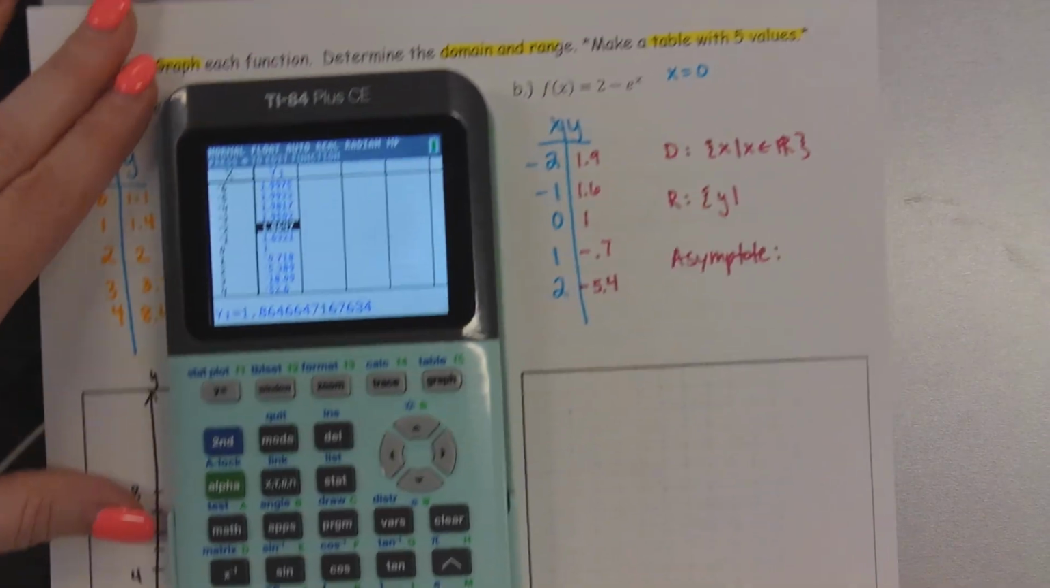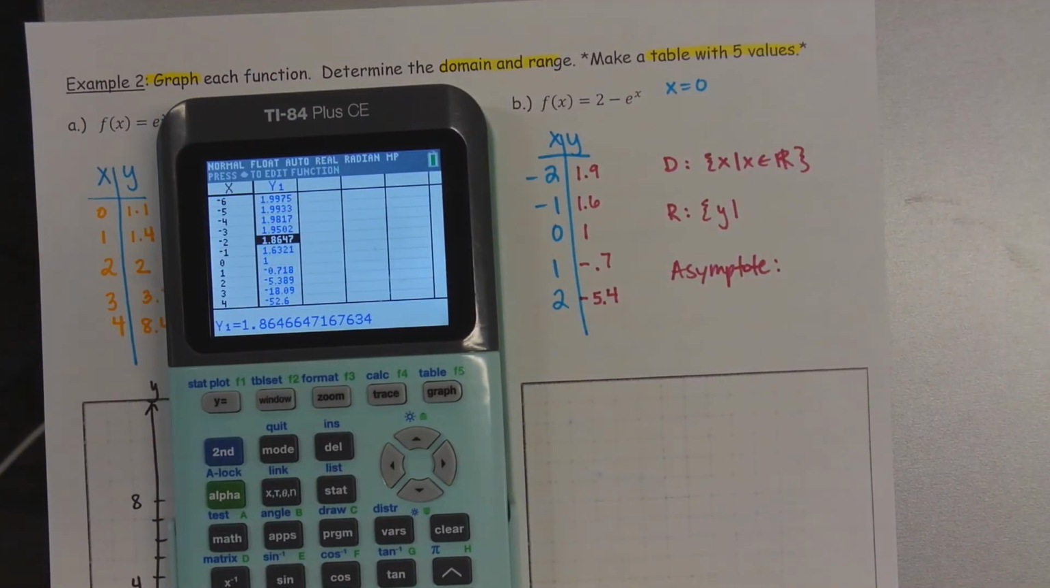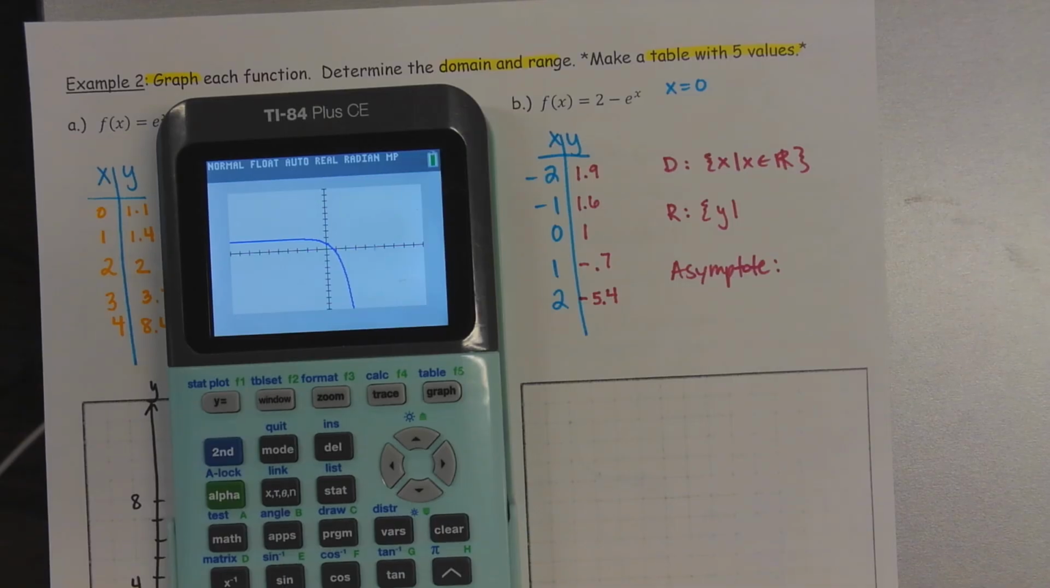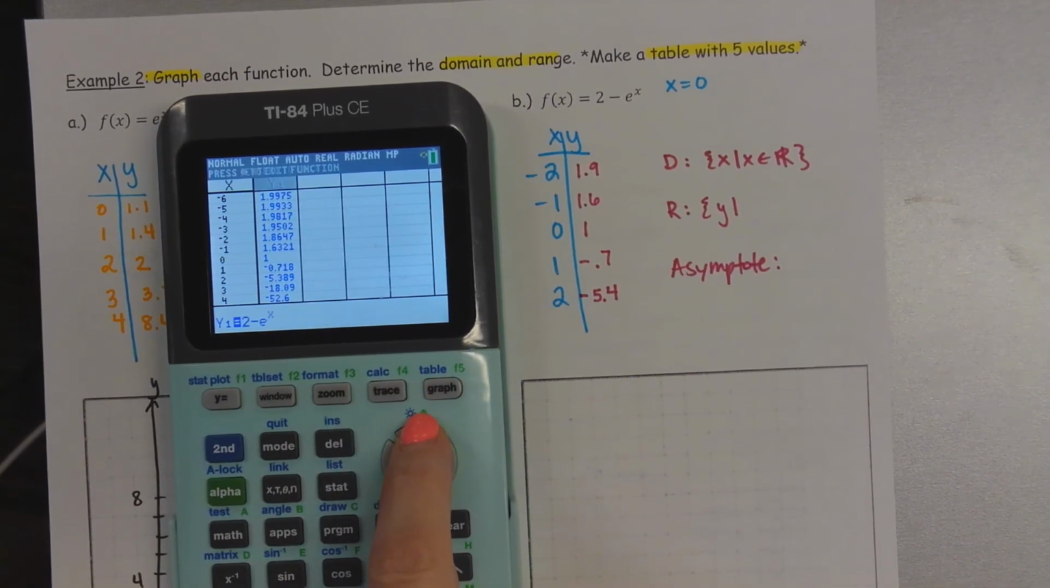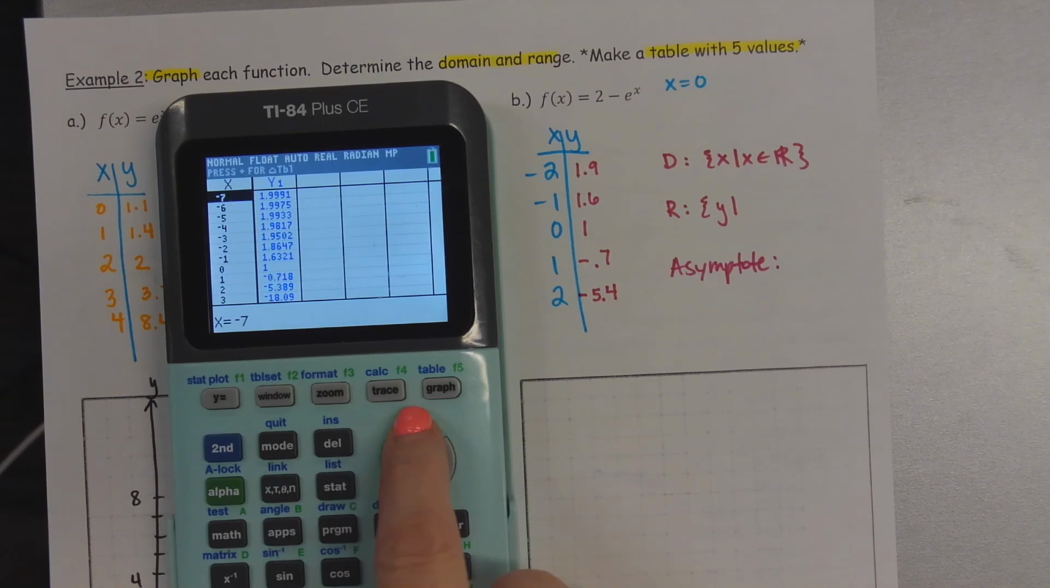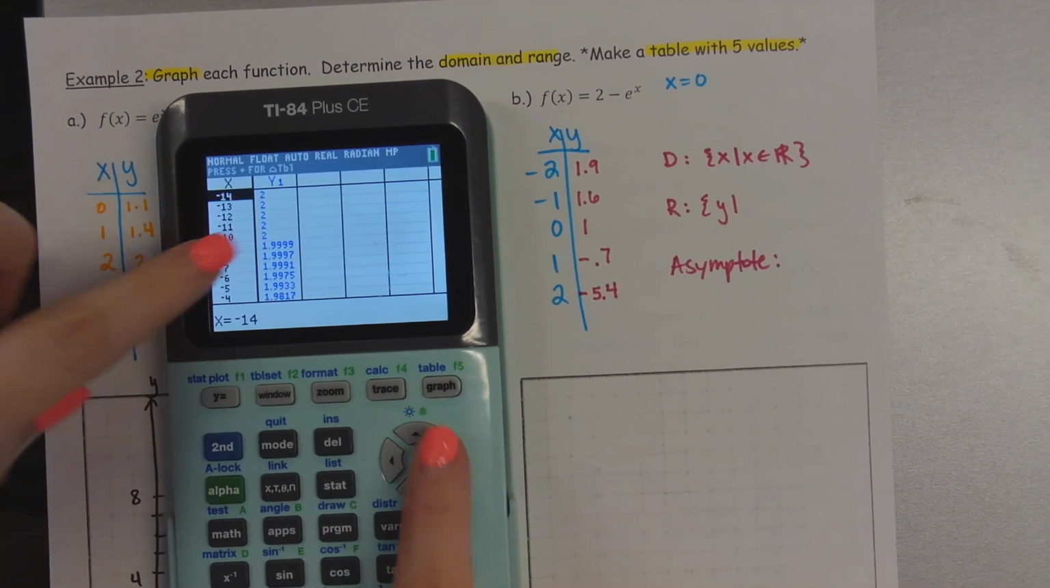Do you know by looking at the equation what your asymptote is going to be? 2. Yep, because you have this 2 on the outside there. You can also notice that on your graph. All these values are getting closer and closer to 2. So as you keep going more negative, you're going to see you're getting closer and closer to 2.